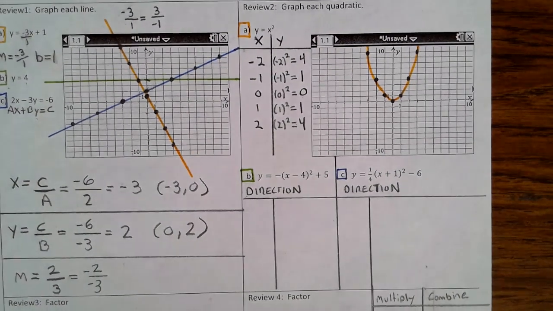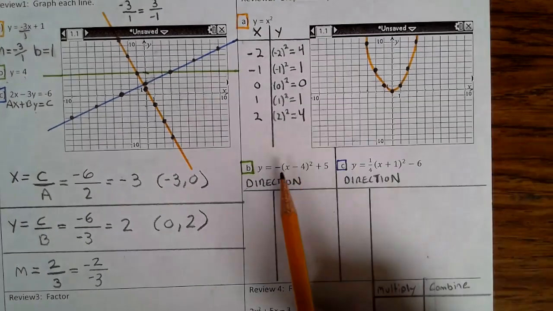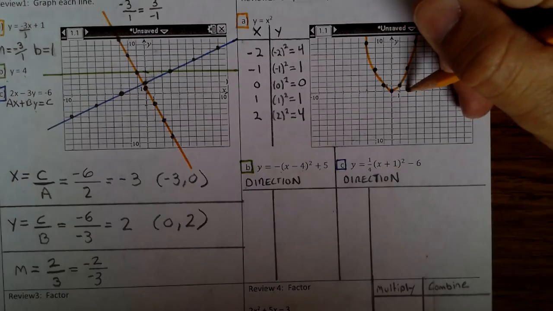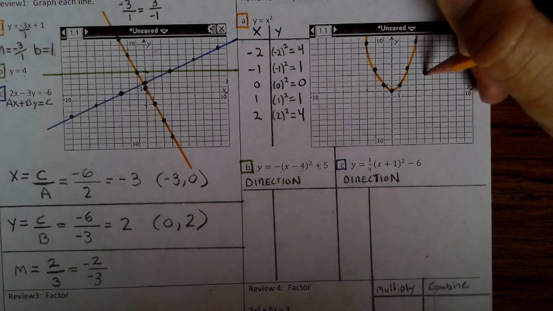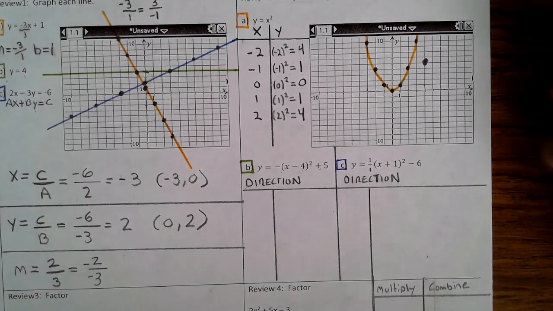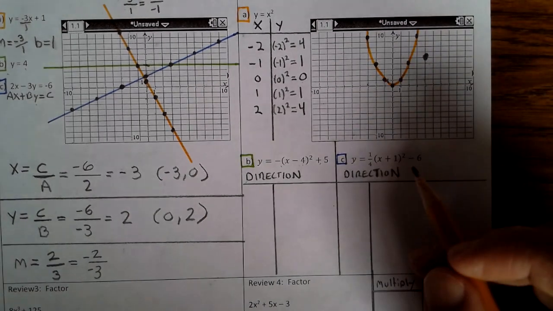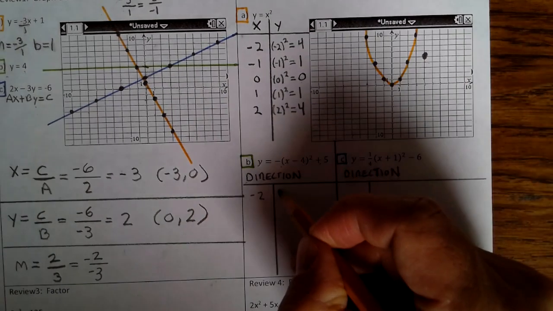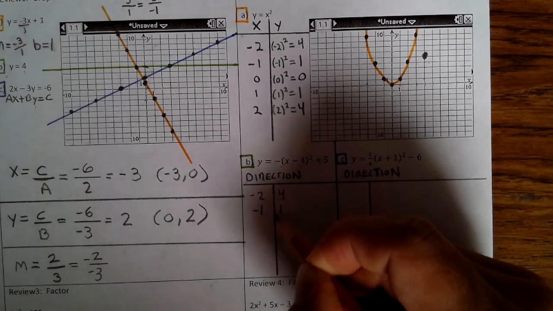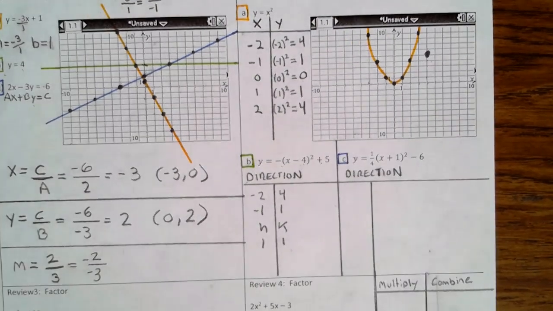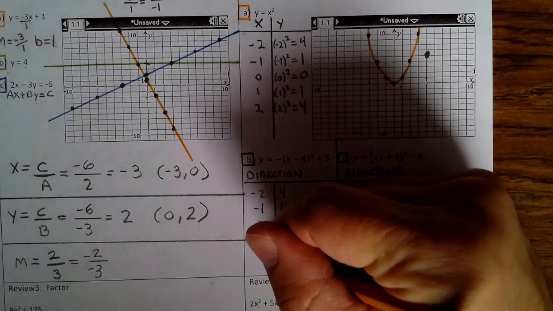Okay. Now, we're going to graph by direction. So the first thing we need to do is move the vertex. So this means we go right 4, up 5. Okay. So we're going to go to the right 1, 2, 3, 4, up 1, 2, 3, 4, 5. Okay. That's our new vertex. Now we know our directions are -2, 4, -1, 1, 1, 1, and 2, 4.